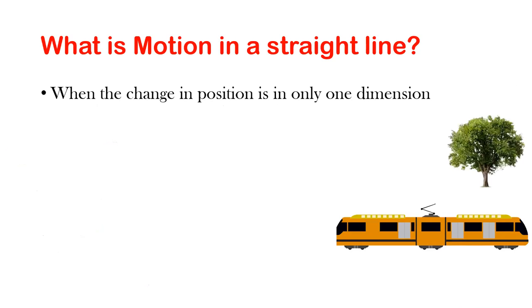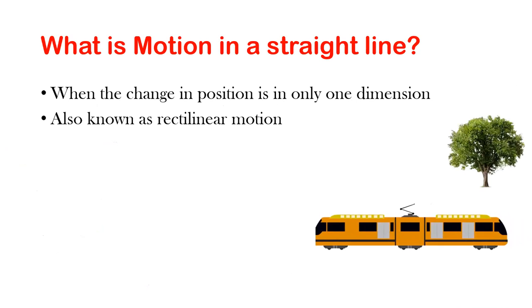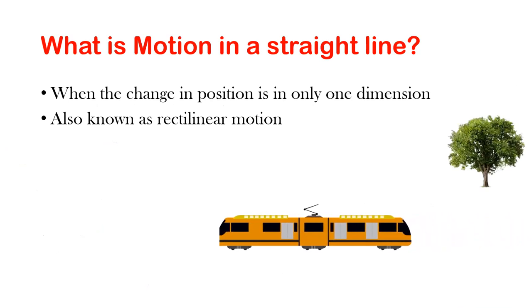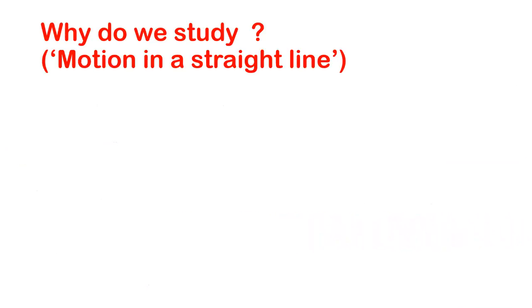What is motion in a straight line? When the change in position is only in one dimension. So here, it is also known as rectilinear motion. You can see the motion is only in one dimension. And the other thing, motion in 2 dimensions, projectile motion, we are going to learn in our next class.